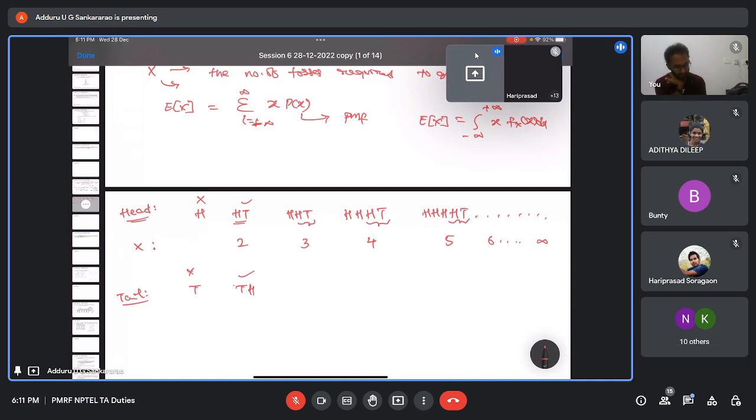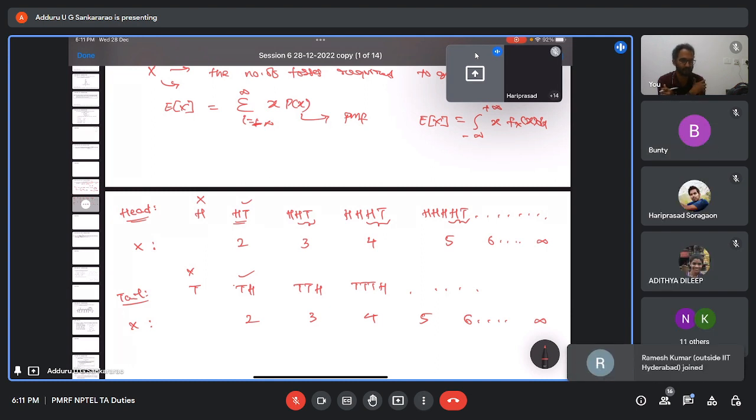Or I'm tossing, first two times I got tail, the third time I got head. Or else first three times I got tail, the fourth time I got head, like this. That means in this case, what are the number of tosses required? Two tosses here, three tosses here, four tosses, five tosses, six tosses, like this up to infinite. Anything may be possible. So it's a random experiment. We cannot know how many are required. That's why we need expectation. That's what they are asking, the average number of tosses required.